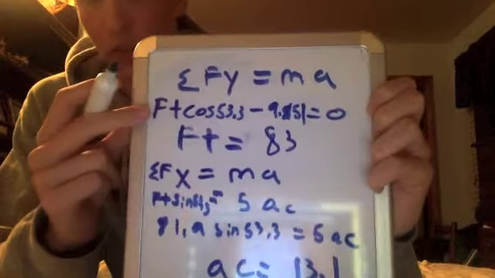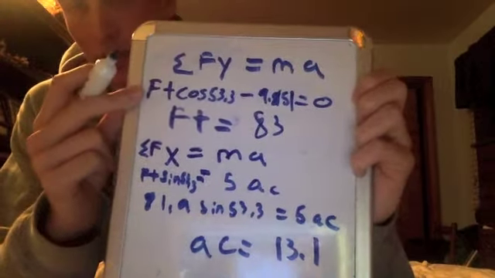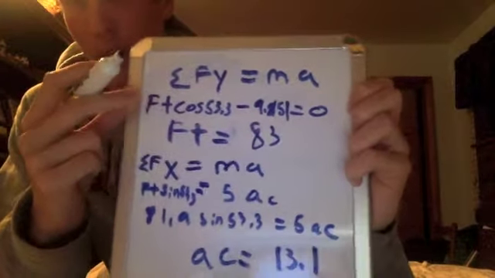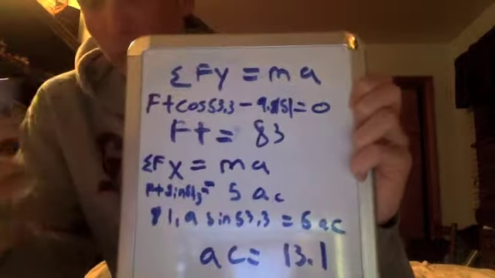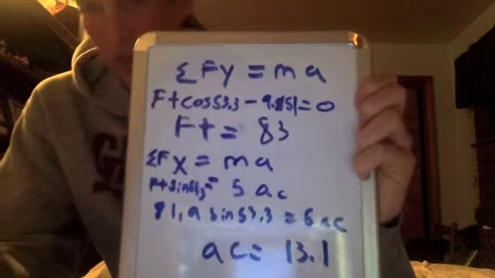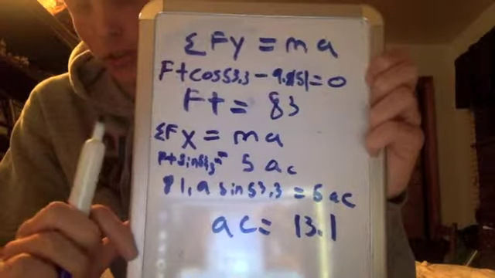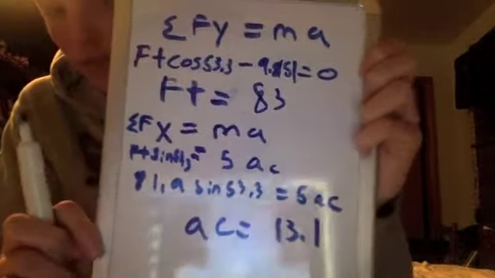So since I just converted the force of tension on the y-axis into FT cosine 53, I put that in there and I subtracted that from the force of gravity and set that all equal to 0, and you should get that the force of tension equals 83.